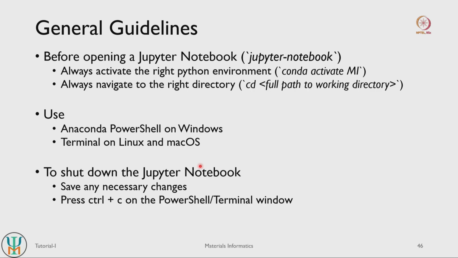And for opening it, you can always use Anaconda PowerShell on Windows and the terminal app on Linux or Mac OS. And to shut down your Jupyter notebook, you can go back to these terminal windows or PowerShell windows and press Ctrl C, and ensure that you have saved all the changes before you terminate a Jupyter notebook. So that's all with the installations.